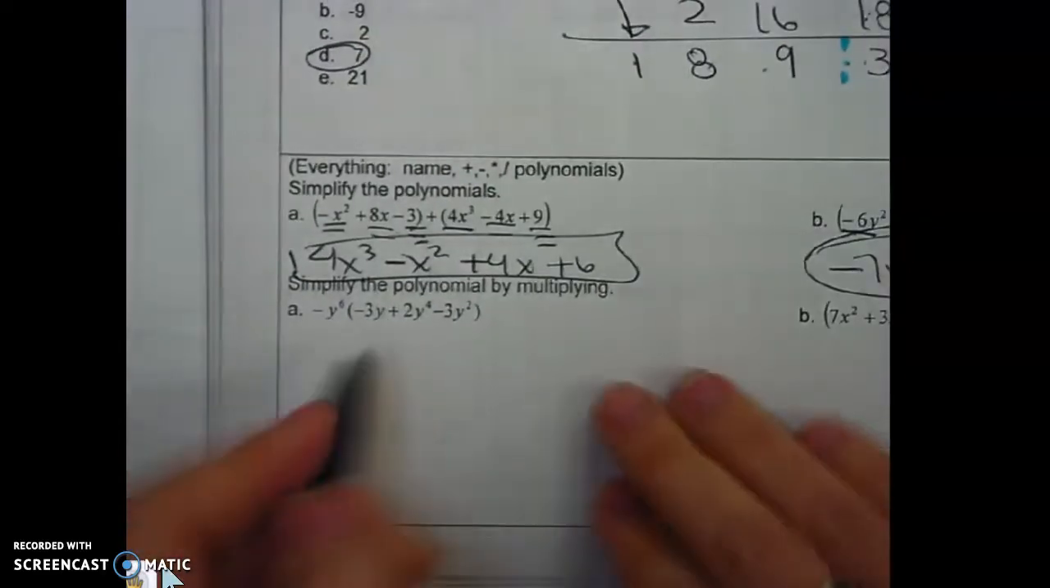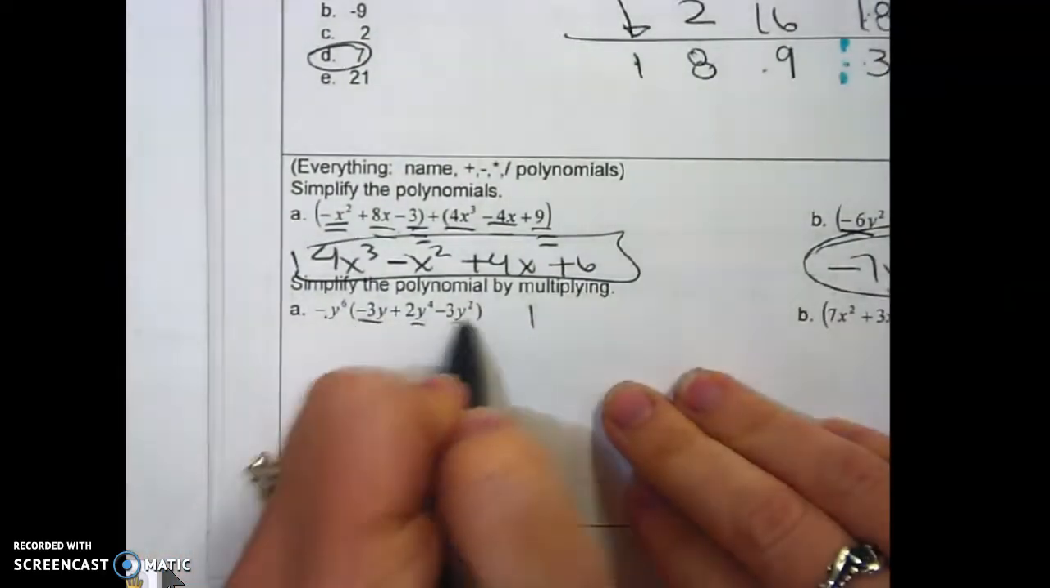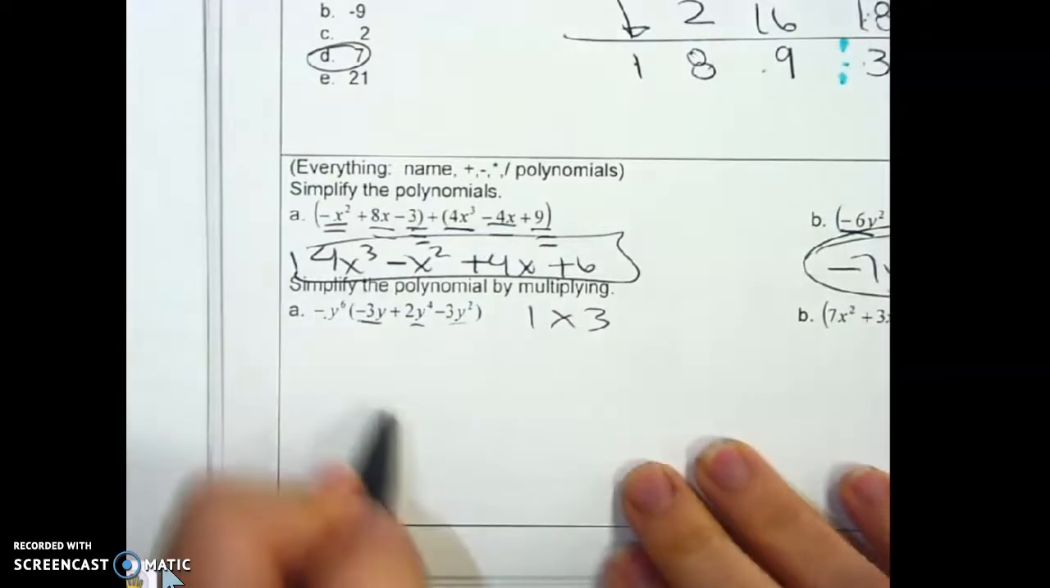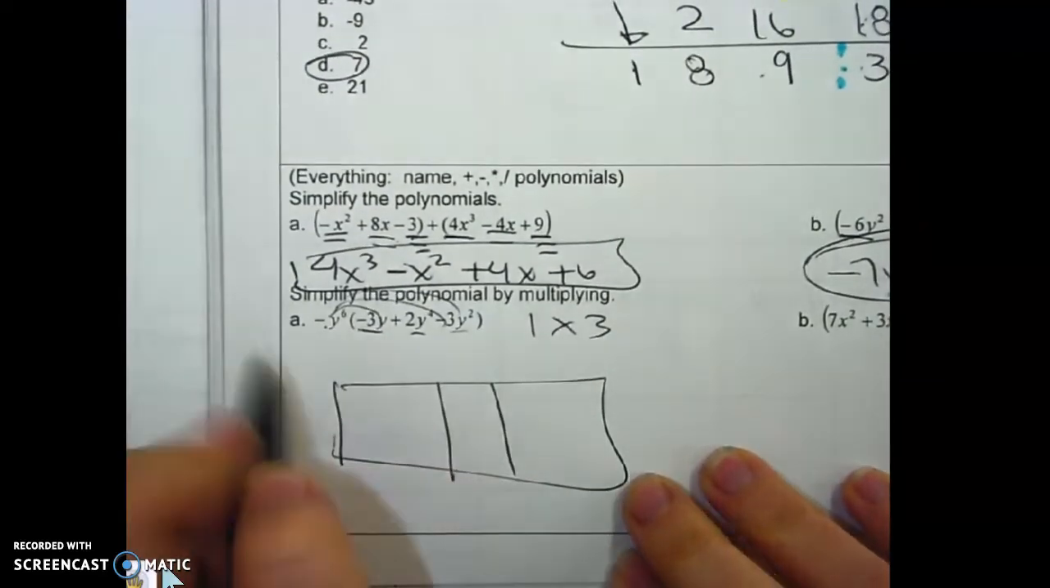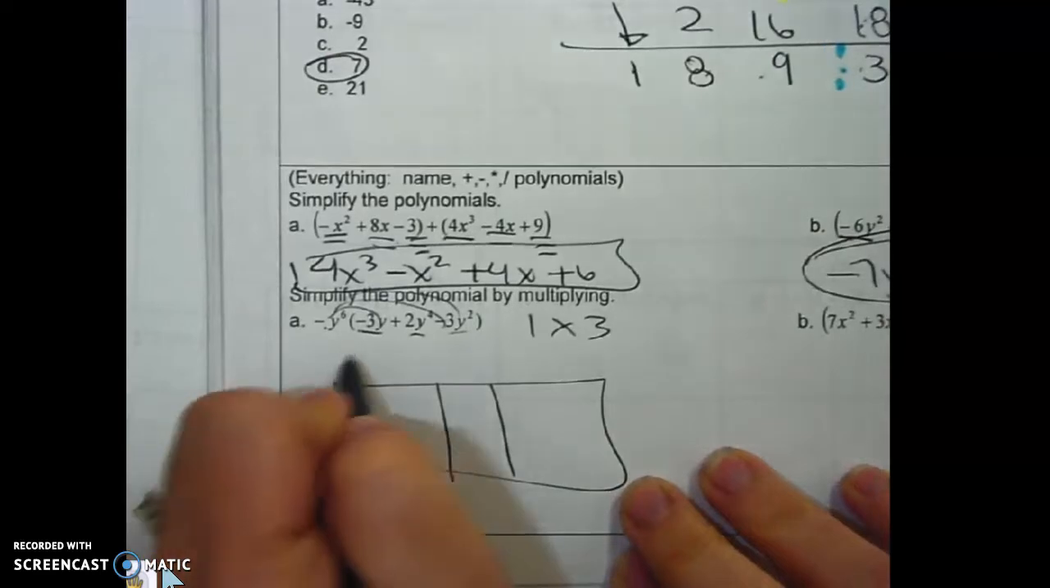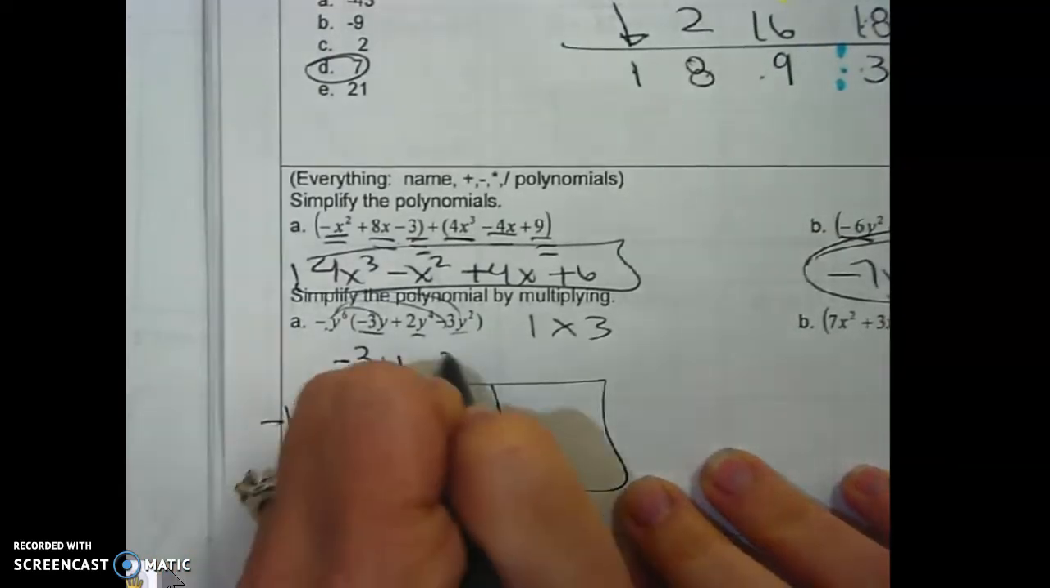Okay, this one, the dimension is a 1 by 3. You'll get a point for that. If you want to go rainbow, that's fine. If you want to be like me and do the box, that's fine.